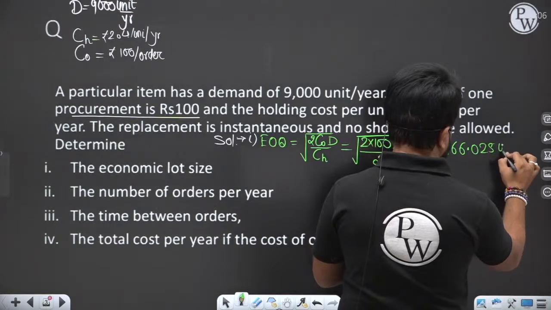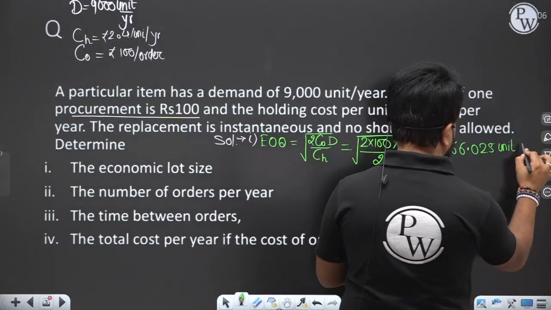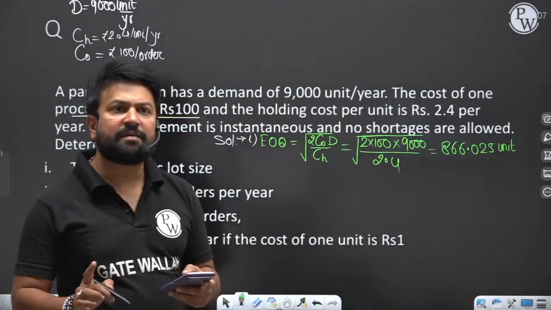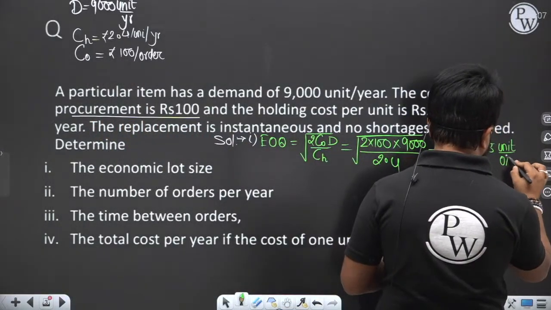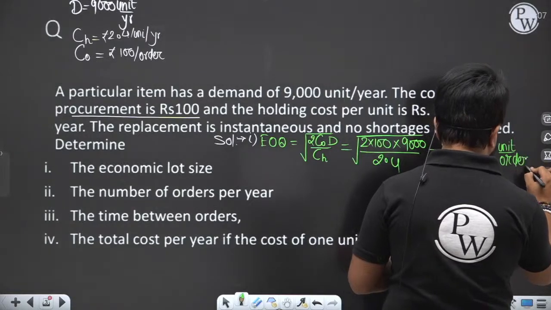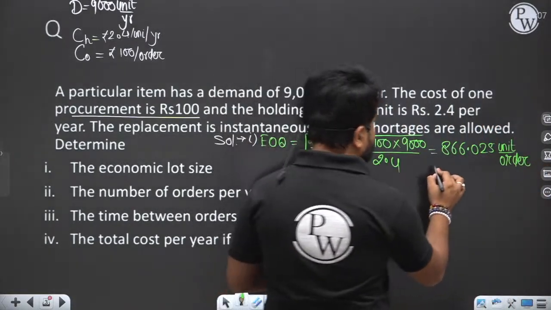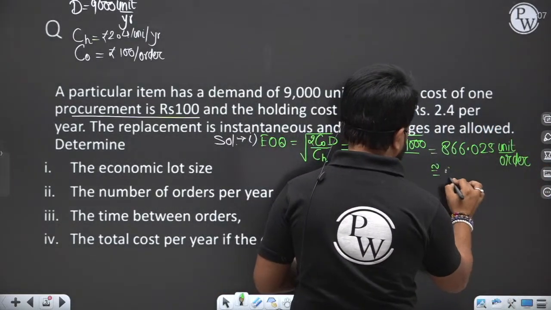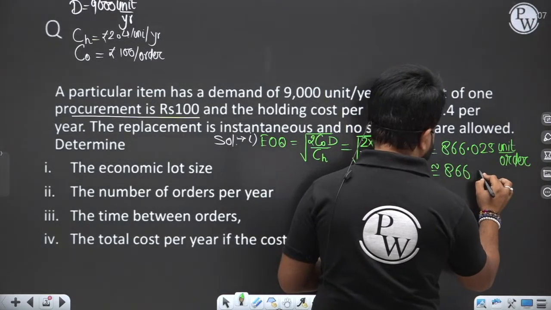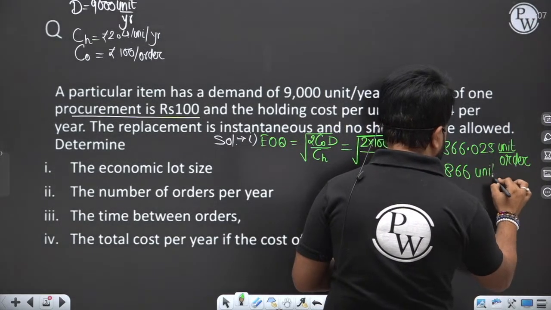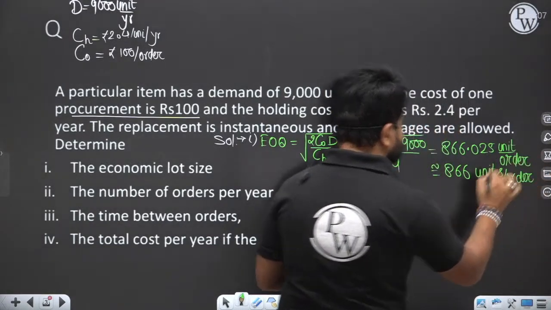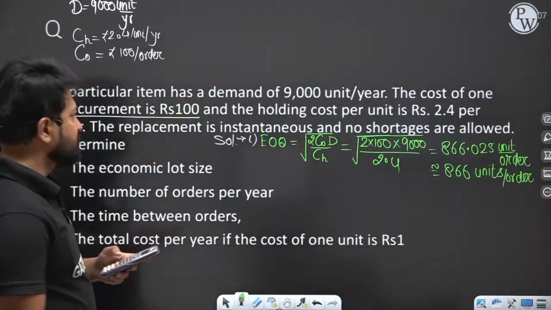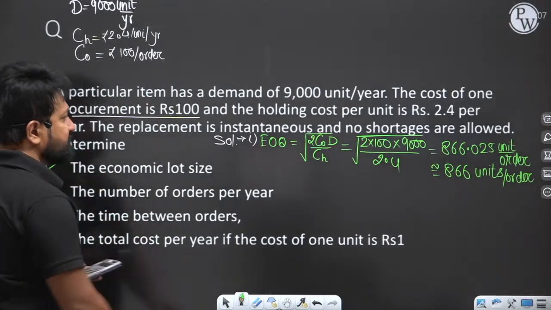866.025 units, right? That much unit per procurement, which means per order. So approximately you can write that it will be 866 units per order. Am I clear? 866 units per order. So here we get the answer of the first part.